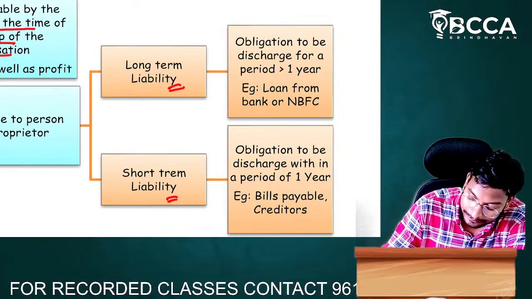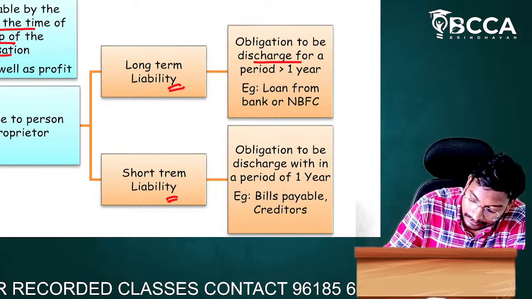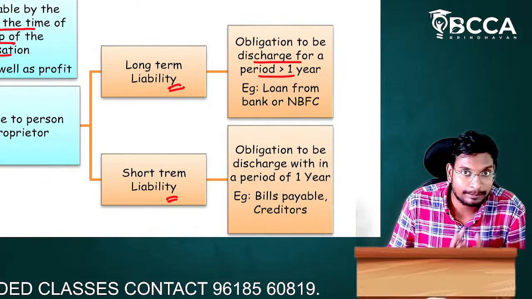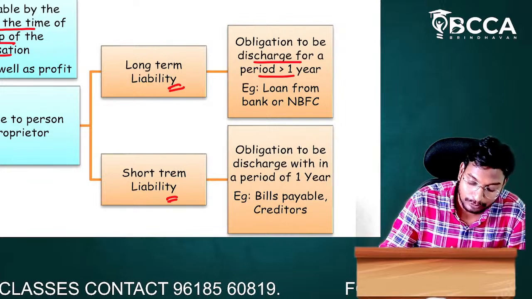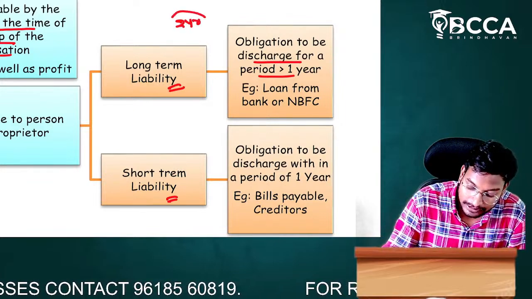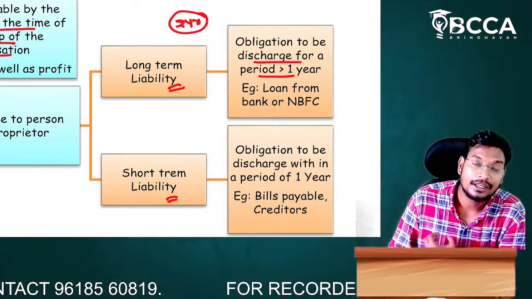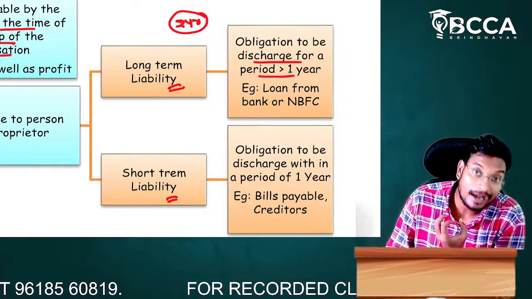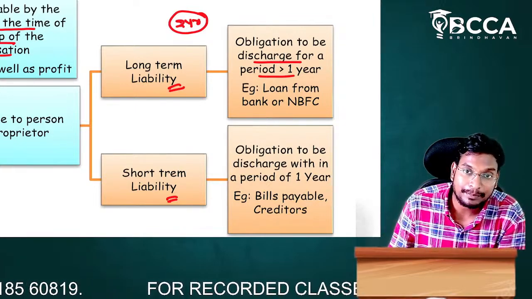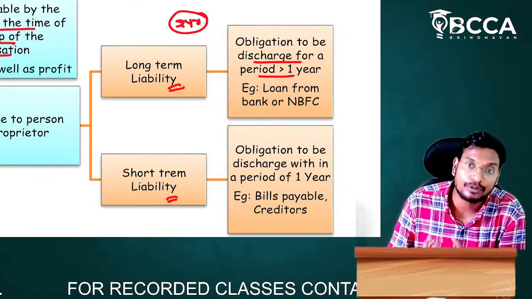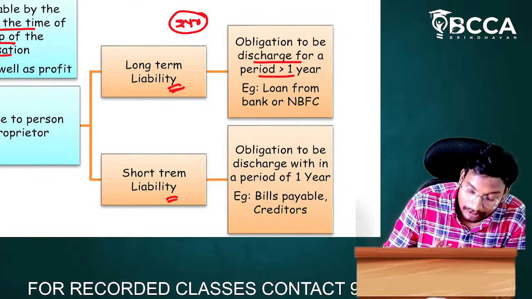We have to pay the obligation to discharge for a period of more than 1 year. That means what, sir? If we take any loan from the bank, the loan is given for a period of 2 years, sir. How many years, sir? 2 years. That means we have to repay after 1 year or before 1 year, sir? We have to repay to the bank after 1 year. Here we have a time period of more than 1 year, so it is called a long-term liability.